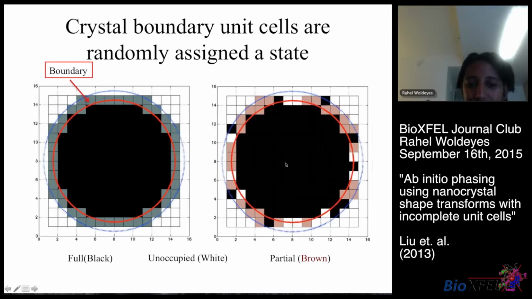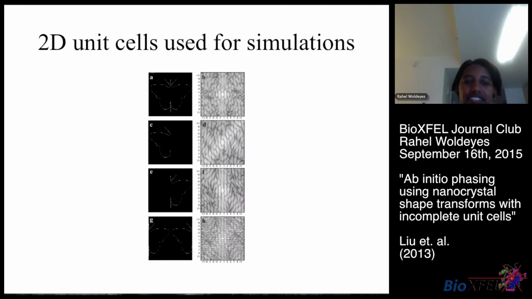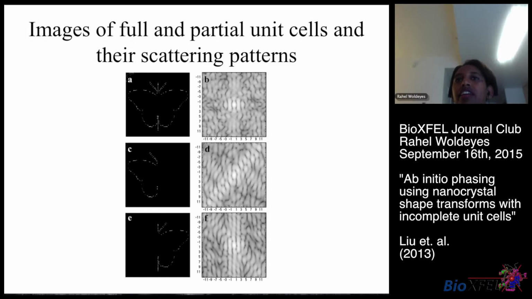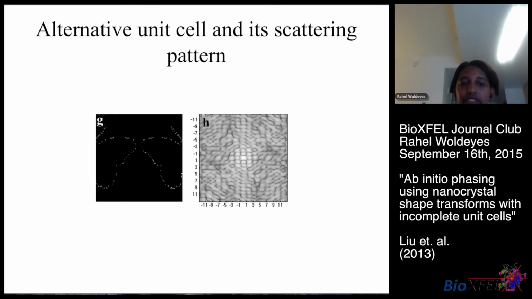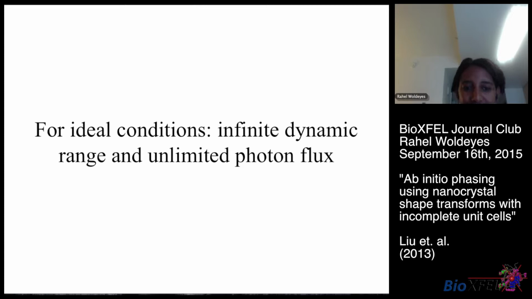the partial unit cells. These 2D unit cells for the simulation look like this, where you have the image of the full and the partial cells, and their scattering patterns here. And we'll come back to this later. And they also had this alternative unit cell and its scattering pattern that looked something like this. And so what they started with is doing their calculation using these ideal conditions where you have infinite dynamic range and unlimited photon flux.